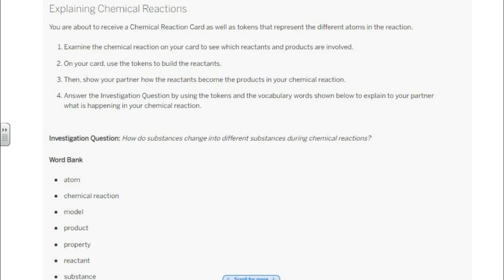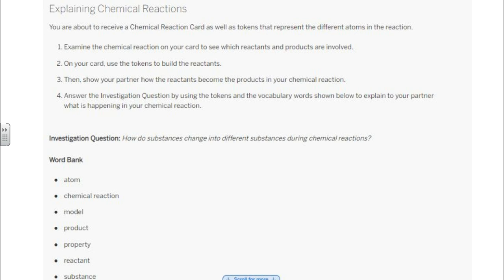This activity is going to include a slide with two chemical reactions on it. You're also going to use everyday items to represent the tokens, and the tokens represent different atoms of different elements in the chemical reactions that you're going to try to model. So when you look at the directions, you're going to look at the chemical reaction on the card that you choose. You only have to do one of them.